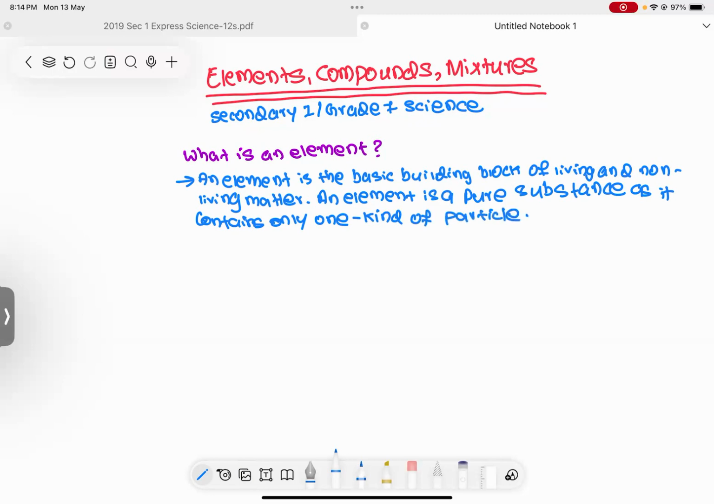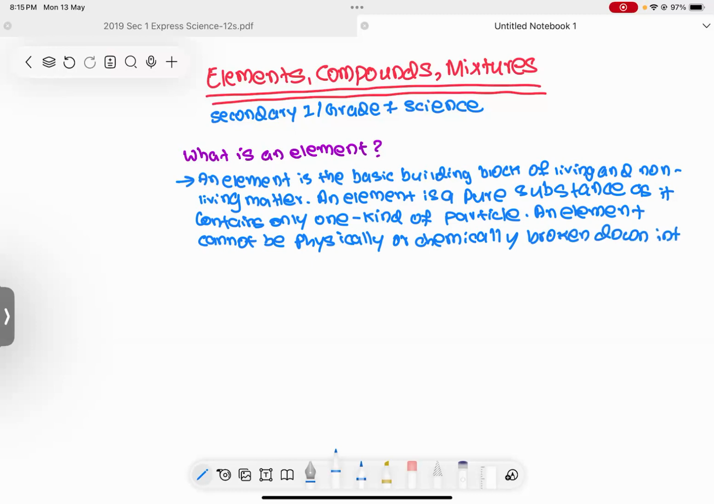Okay, there's also one more thing: an element cannot be physically or chemically broken down into simpler substances. Okay, so that is an element. It is a pretty long definition, but it is the definition of element.